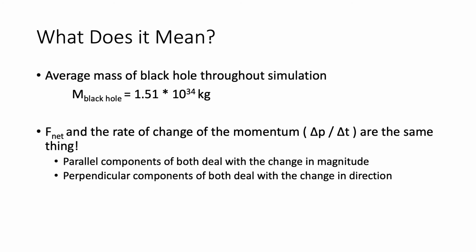That means that I am now able to, using the data points, estimate and average the mass of the black hole, which I got to be 1.51 times 10 to the 34th kilograms. We also know that the net force and the rate of change in momentum, which is the change of the momentum vector divided by the change in time, are the same thing. So that means that the parallel components both deal with the change in magnitude of the momentum, and the perpendicular components of both deal with the change in direction of the momentum.